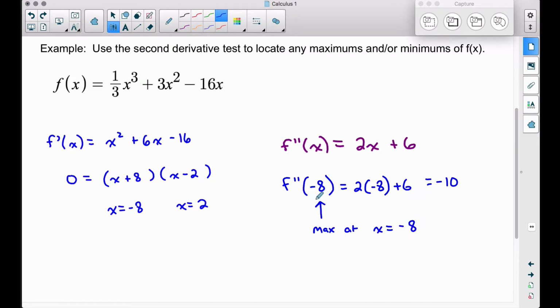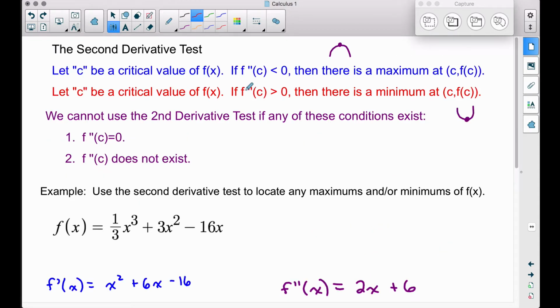Now that's the same concept as the first derivative test. Now let's plug 2 into the second derivative, f double prime of 2. So we take 2 times 2 plus 6 and we get a positive 10 right here. When the second derivative at your critical value is positive, then we have a minimum, guaranteed.